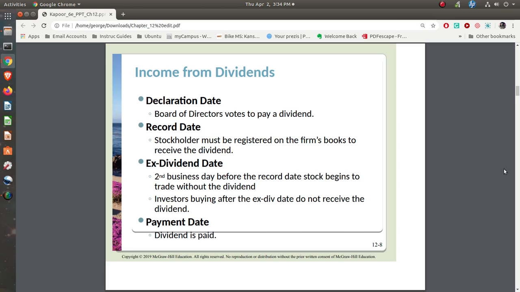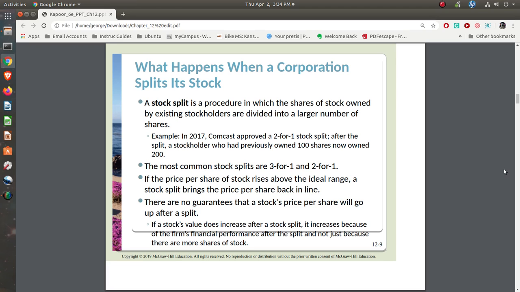The ex-dividend date is the second business day before that record date, where the stock starts trading without the dividend. It will not pay the dividend. You have to have the stock owned by the record date. The 2 days before that record date is called the ex-dividend date. That's when it starts trading without the dividend, and the reason is because there may be a couple of days in there for the trade to settle. The payment date is when the dividend is actually paid to the owners.